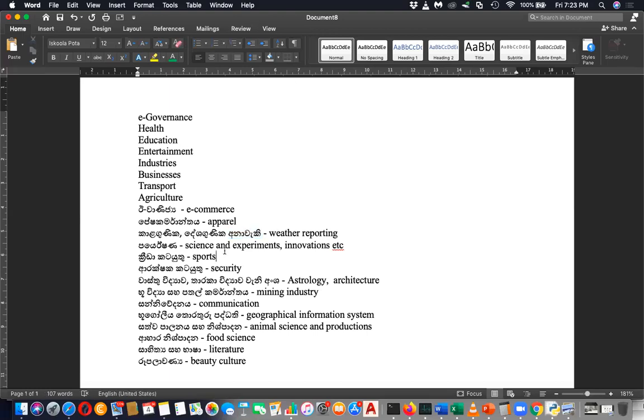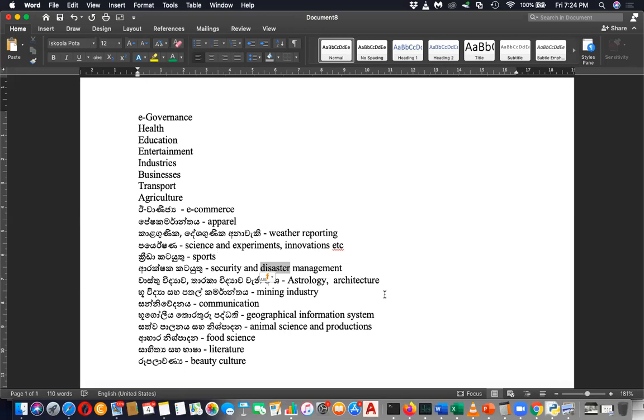Sports, it's heavily used. In cricket, you have the TV umpire and all. That is ICT's role. Security: your CCTV cameras, security systems, alarm systems, fire systems, and here security and disaster management. Disaster management is like the COVID-19 pandemic, how we see the data and information through ICT, how this pandemic spread and all.